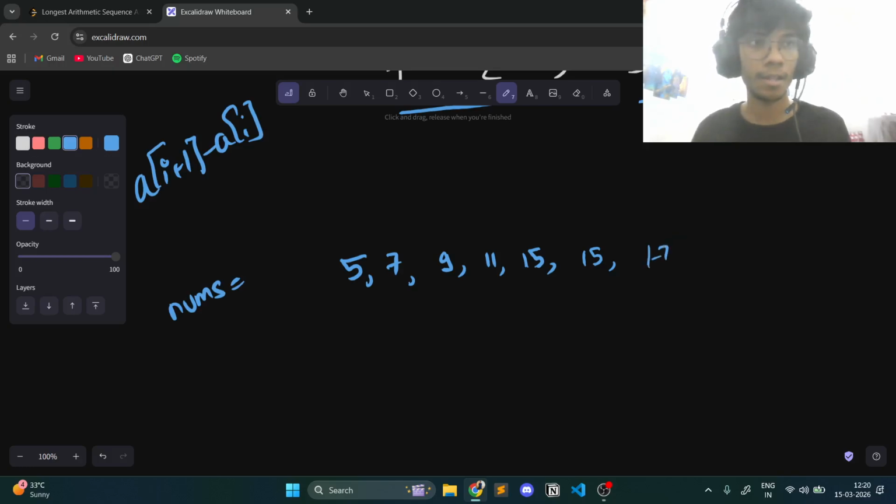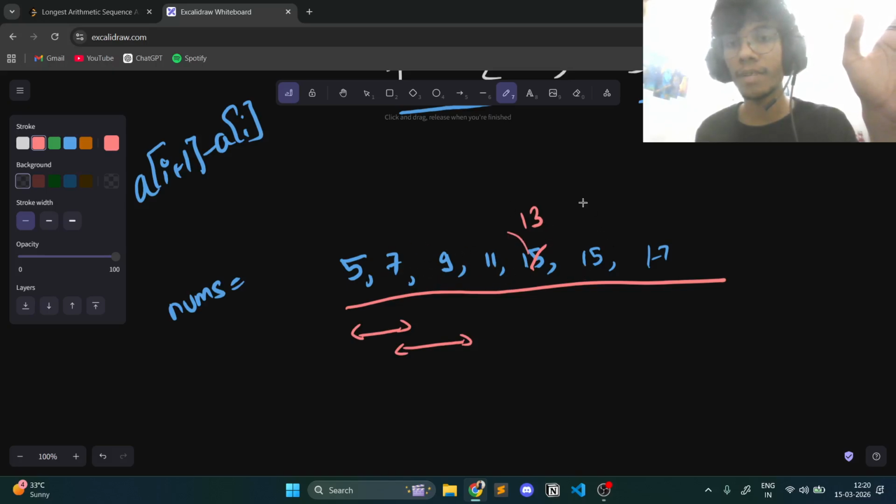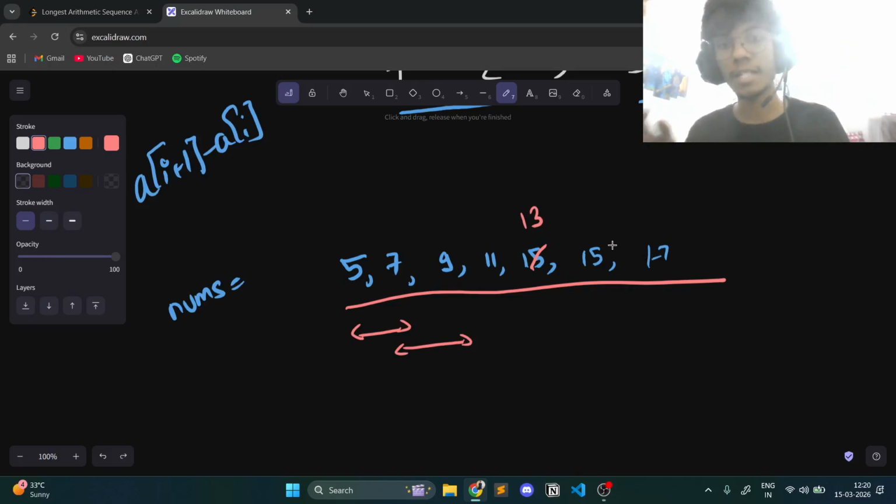Cool. Now we can choose this 15 and replace it by 13, and now you can see that we can take this complete subarray. We are allowed to change any one element. So we choose this 15 and replace it by 13. Now you'll see that the difference between every 2 consecutive elements is 2: 7 minus 5, 9 minus 7, 11 minus 9, 13 minus 11, 15 minus 13, 17 minus 15. The difference is constant over the whole subarray, and so we maximize our answer by doing this.